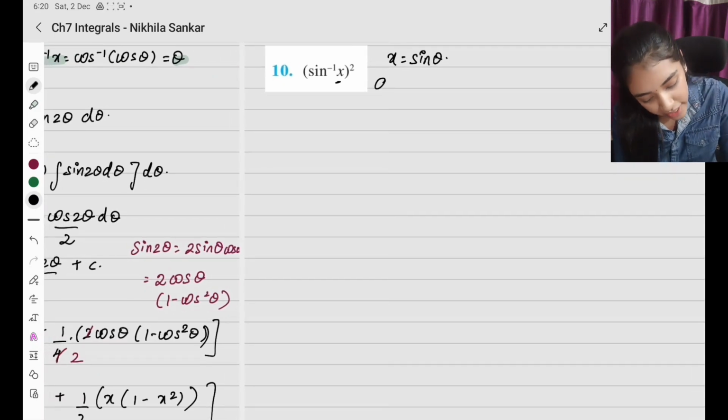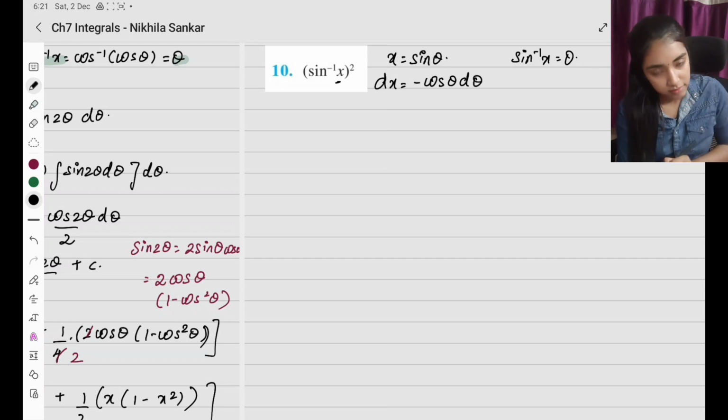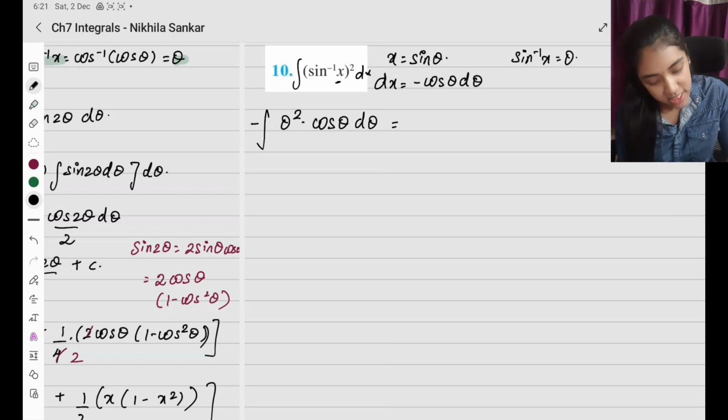Okay, so I have dx equals cos theta d theta. And what do I have? Sin inverse x equals theta, since x equals sin theta. Okay, so when I substitute, this is my integral times dx. So sin inverse of x is equal to theta, so theta square times dx is nothing but cos theta d theta. So this I can directly do the integration.